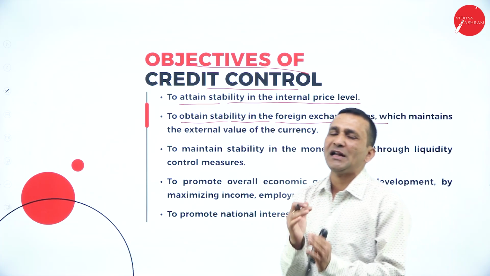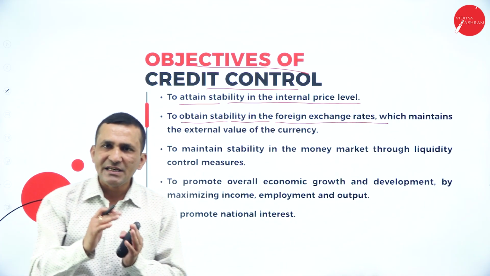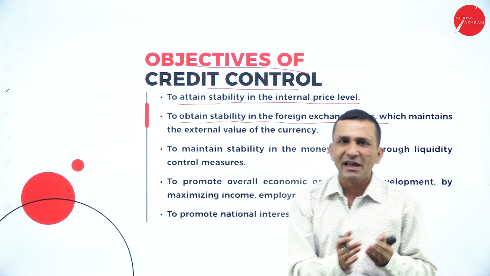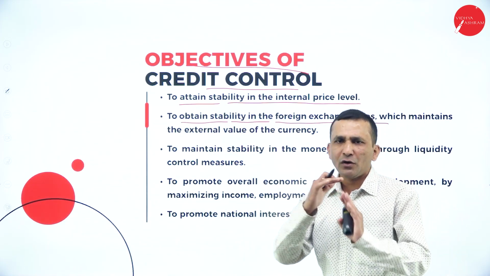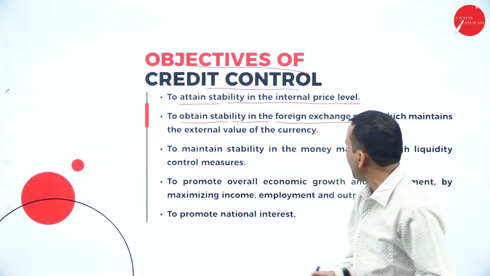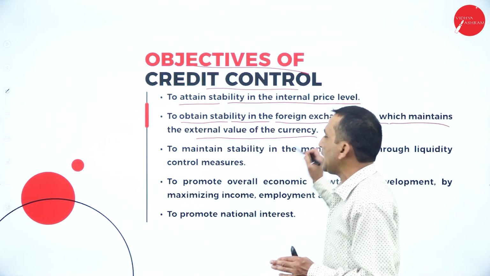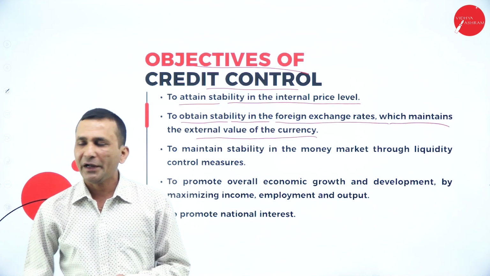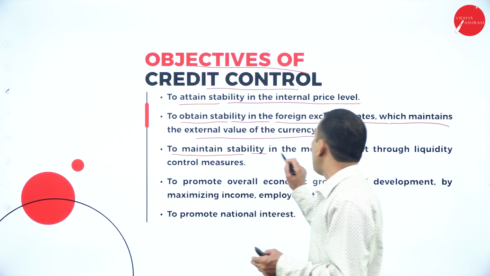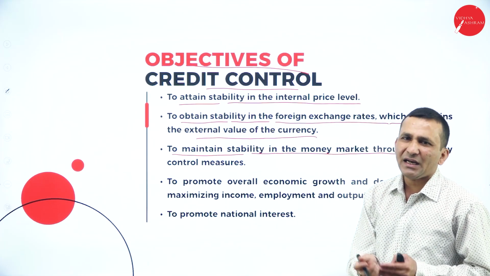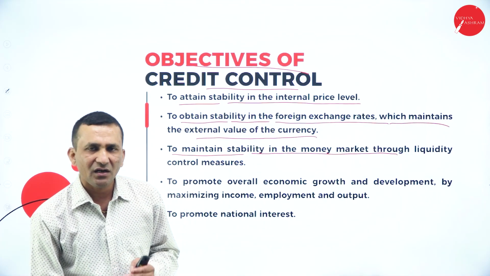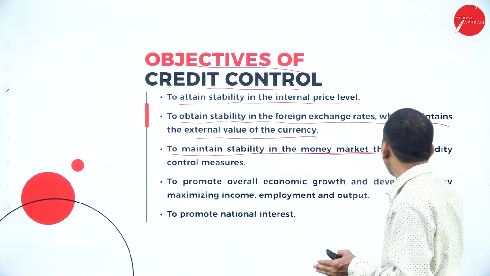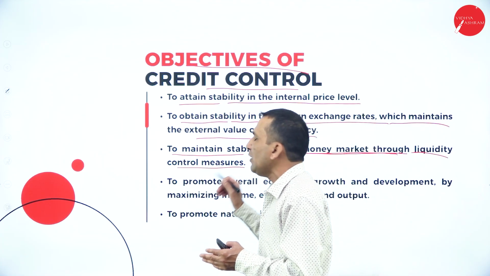For example, when you compare the Indian currency with foreign dollars, the currency rate varies slightly every day. So whenever you maintain stability in the foreign currency, you maintain the exchange value of the currency. Whenever you exchange a currency, of course, the value is very important. Next, to maintain stability in the money market, which is the commercial or short period market, related to commercial treasury, the complete money market through liquidity and control measures.